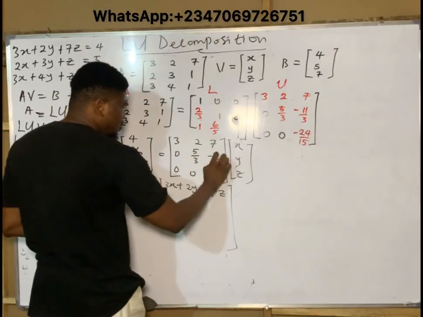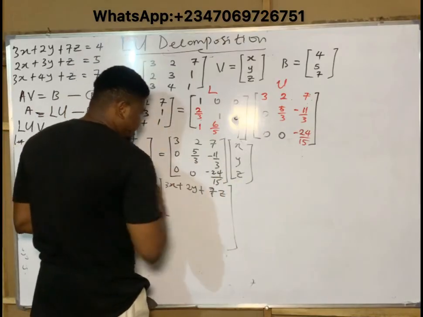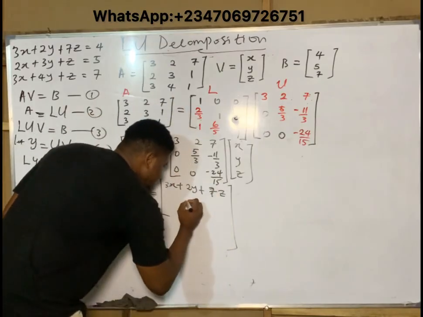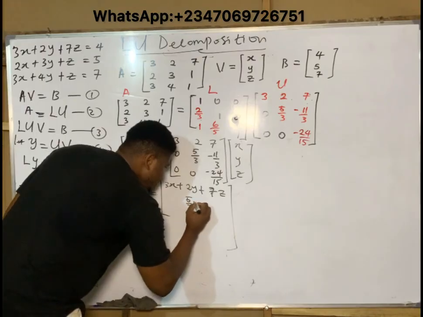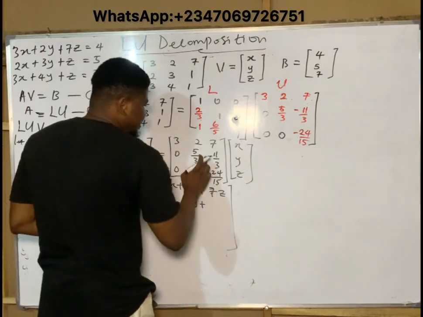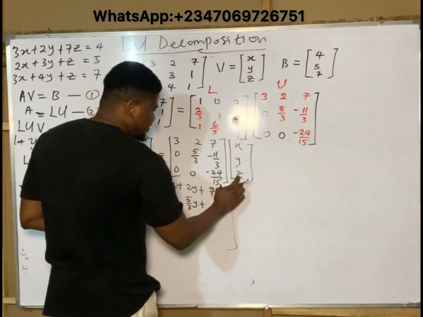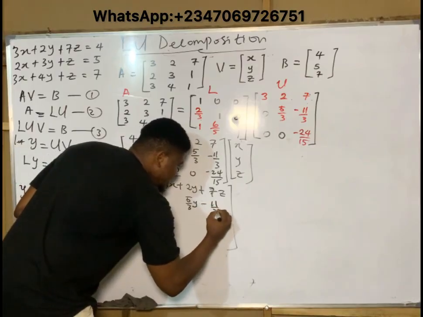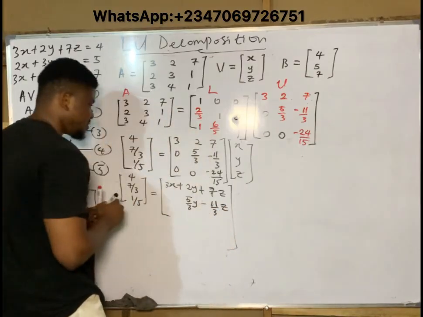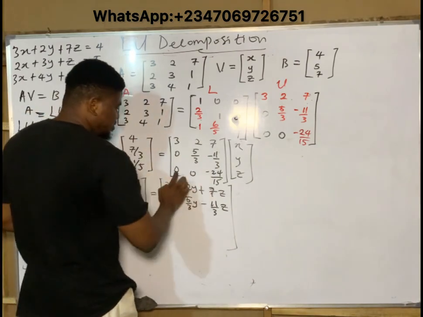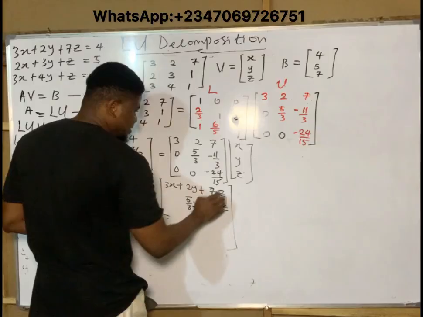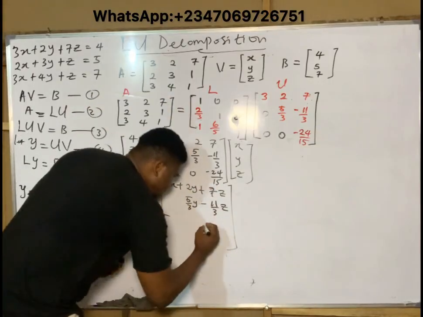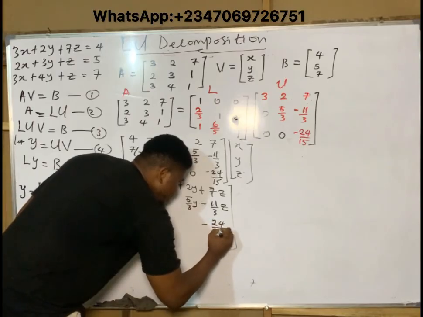We'll move now to the second row. 0 times X, which is 0, plus 5 over 3 times Y gives us 5 over 3Y plus negative 11 over 3 times Z. So this can be negative now, so minus 11 over 3Z. We'll move now to the third column. 0 times X is 0, 0 times Y is 0, negative 24 over 15 times Z. We'll have negative 24 over 15Z.